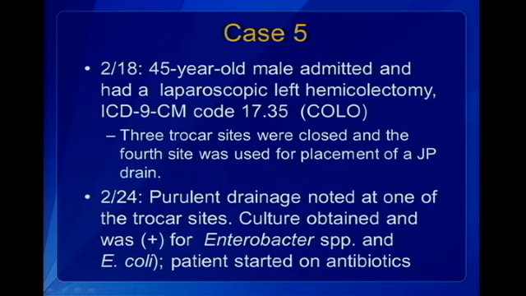Let's do another little case. You'll need your clickers for this, so share if it's someone who hasn't had a chance to use it. So 2/18, you have a 45-year-old male admitted, and he had a laparoscopic left hemicolectomy. That's 17.35, and that's a COLO. 3 trocar sites were closed. In the 4th site, they used it to place a JP drain. And then on 2/24, that's about a week later, you have purulent drainage noted at one of the trocar sites. The culture is obtained and is positive for Intraabdominal species and E. coli, and the patient is started on antibiotics.